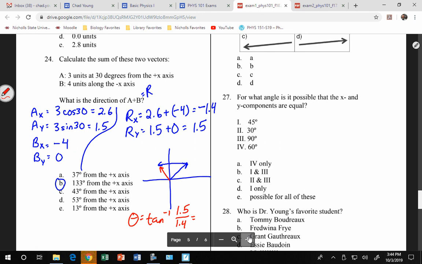So if I do this, the inverse tan of 1.5 over 1.4, I get 47. Now, that's not the answer, but this is the angle, 47 degrees that I just calculated. But the problem gives this angle, which is 180 minus 47, which is 133. Some of your calculators will calculate this correctly. Like they will give you 133, but some of them won't. I recommend that you do it this way.